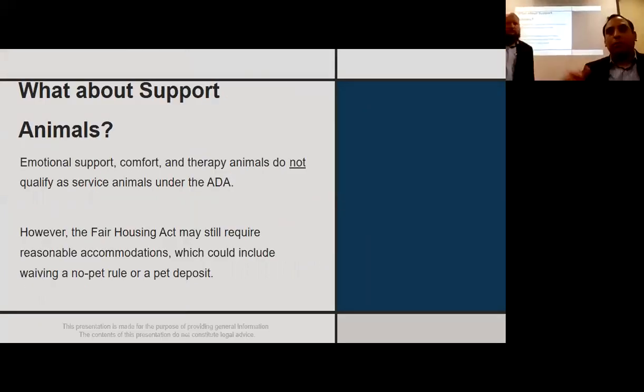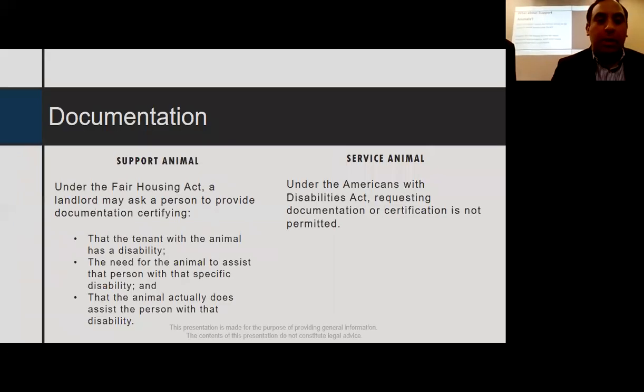A support animal is different. A support animal is not regulated under the ADA, because it does not qualify as a service animal under the ADA. However, the Fair Housing Act, a support animal can fall under the FHA's purview. One of the examples that Jay said is that you may be required to provide reasonable accommodations to somebody who has a support animal, even though in your lease you have a no pet rule, or you require a pet deposit to be paid.